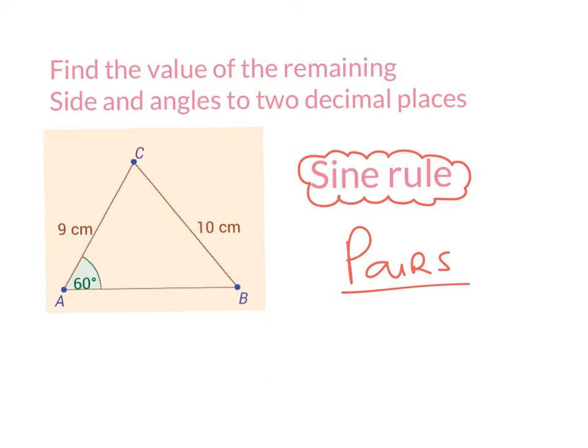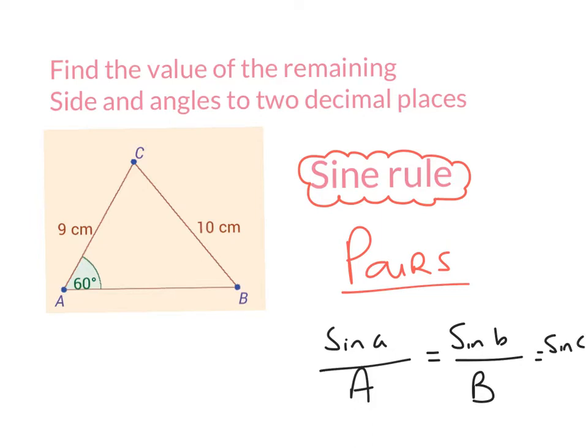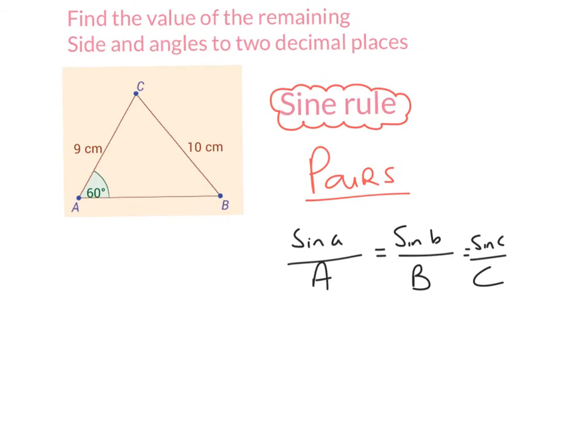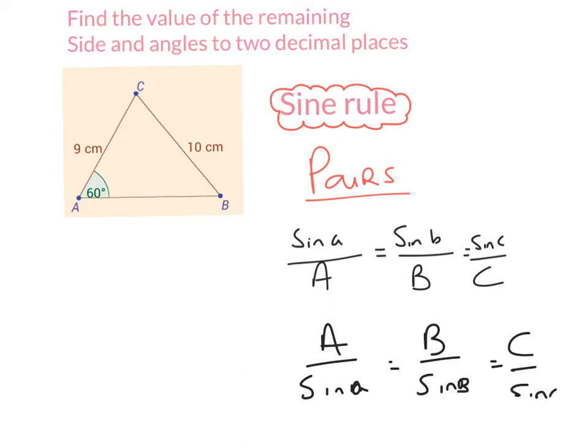So in the log tables, the sine rule is the sine of little a over big A, which is obviously the angle over the side, which is equal to the sine of little b over big B, which is equal to the sine of little c over big C. It can also be written as big A over sine A equals big B over sine B equals big C over sine C. And just remember that if it is a capital letter, that stands for a side. If it's a small letter, it stands for an angle.